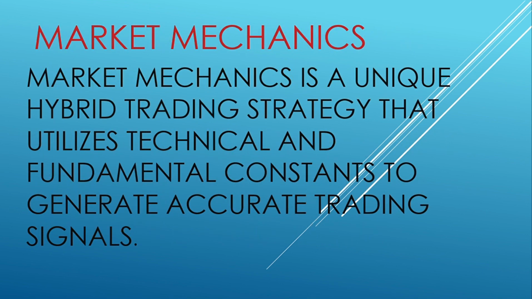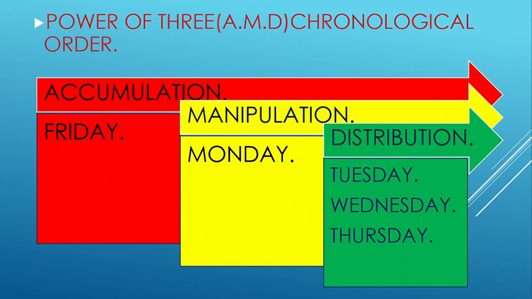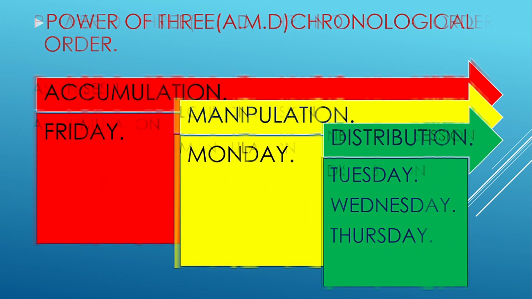Market mechanics. Market mechanics is a unique hybrid trading strategy that utilizes technical and fundamental constants to generate accurate trading signals. Power of 3, AMD chronological order. On Fridays, we have the accumulation phase. On Mondays, we have the manipulation phase. On Tuesdays, Wednesdays, and Thursdays, we have the distribution phase. Therefore, we do not trade on Fridays and Mondays, as these are the accumulation and manipulation phases of the market.